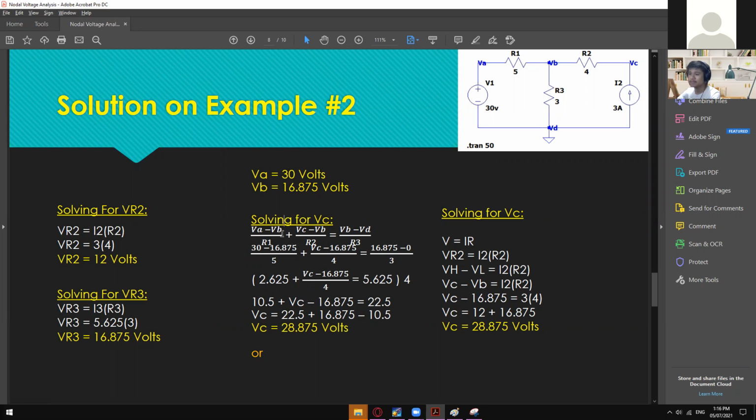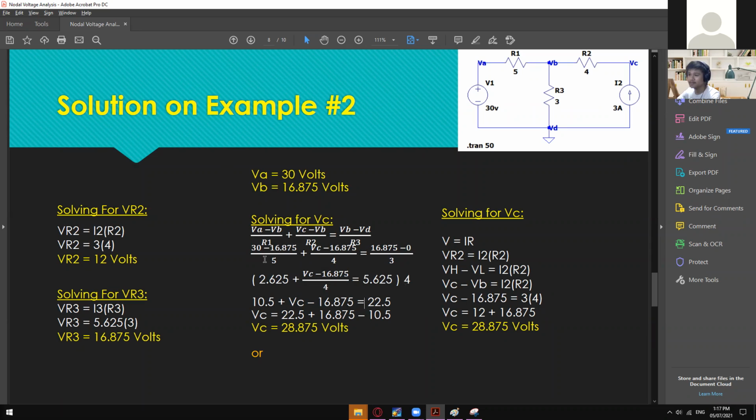So in here, I just simply retain the variable VC, and then all the given values will be placed in here. Okay, so in here, we only have one unknown, which is the VC. So you'll have that one as your expression. And then what I did next is I multiplied the entire equation by 4 because I would like to eliminate the denominator for the entire equation.